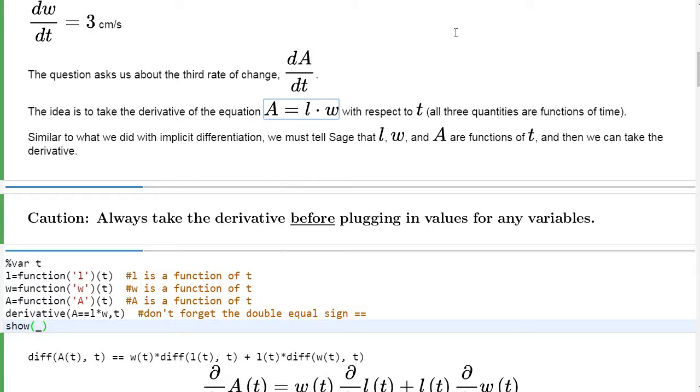Is that what you want? No, that's definitely not what you want. So L and W are changing. You cannot plug in the values of variables until after you've taken the derivative. Okay, so we're going to take the derivative of this equation just like it is.